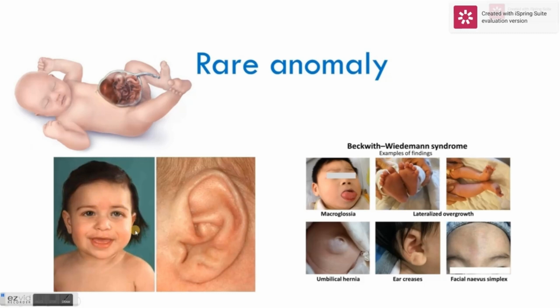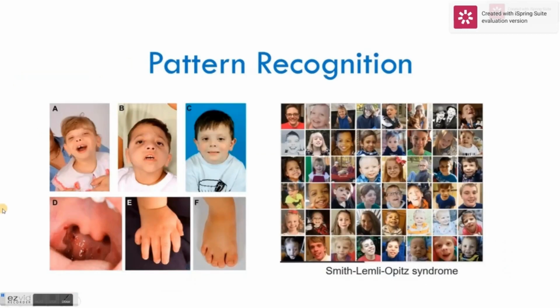A little bit of coarseness with the face. Nevus flammeus. This is Beckwith-Wiedemann syndrome. You can recognize it better by the anomalies.